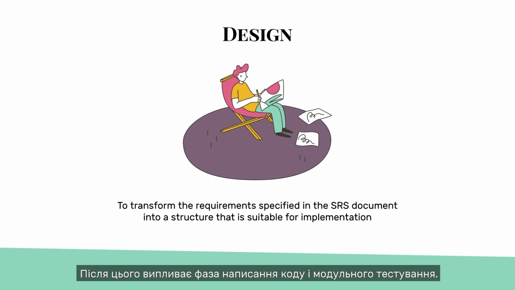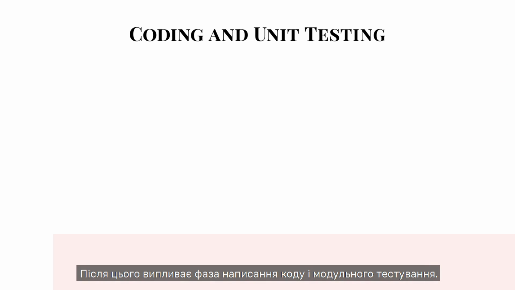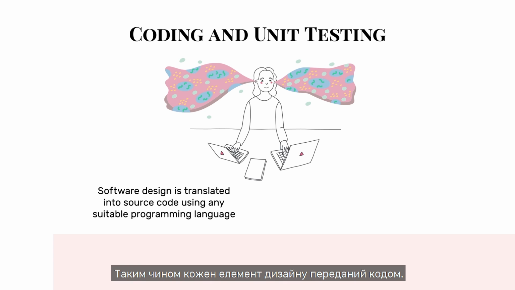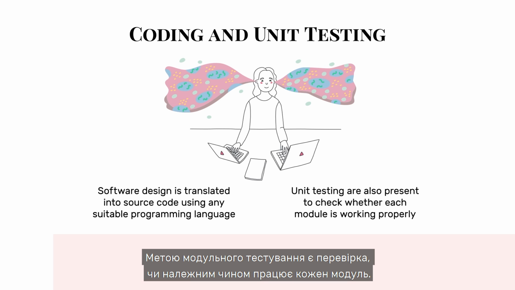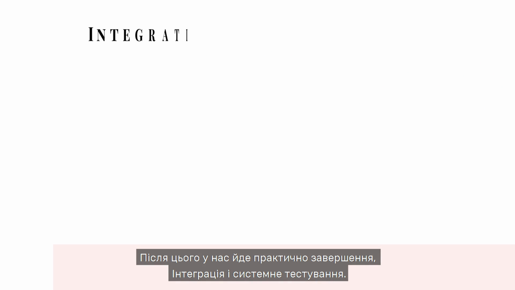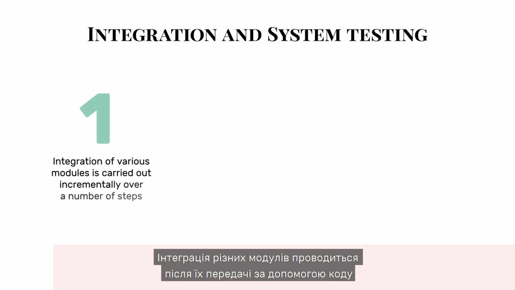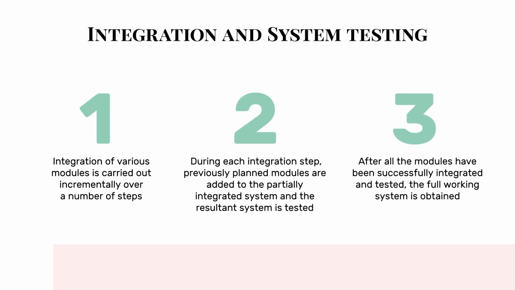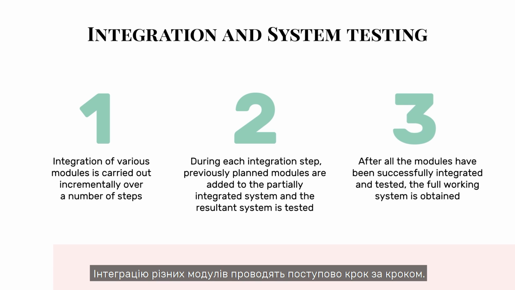After that, we have the next phase, which is the coding and unit testing. In the coding phase, the software design is translated into source code using any suitable programming language. Thus, each designed module is coded. The aim of the unit testing phase is to check whether each module is working properly or not. After that, coming to an end, we have the integration and system testing. The integration of different modules is undertaken soon after they have been coded and unit tested. Integration of various modules is carried out incrementally over a number of steps.